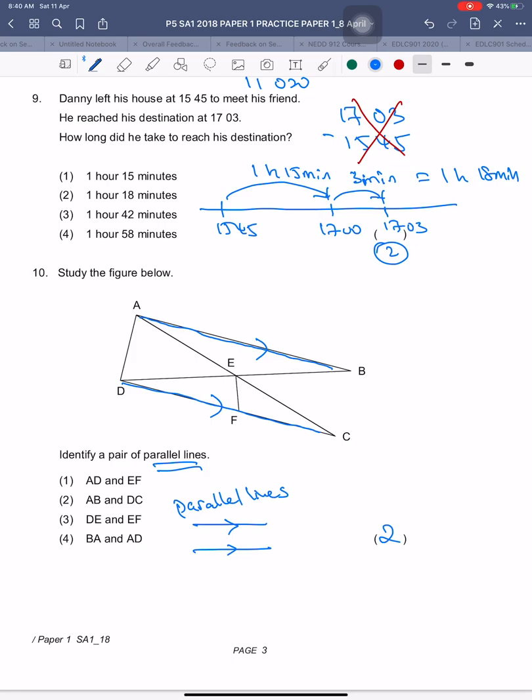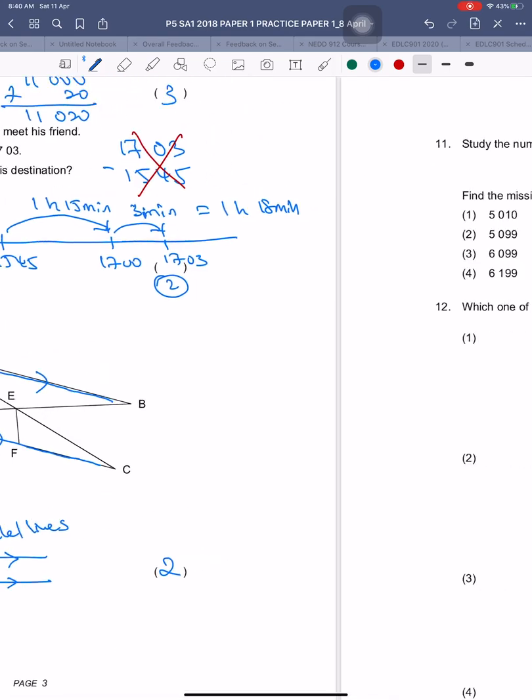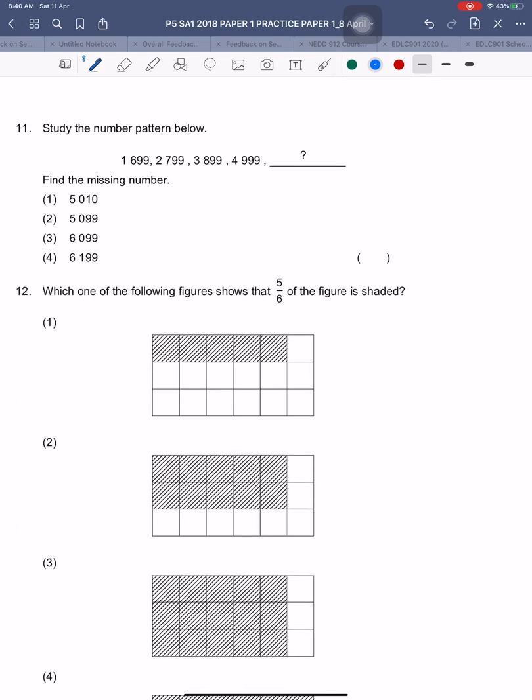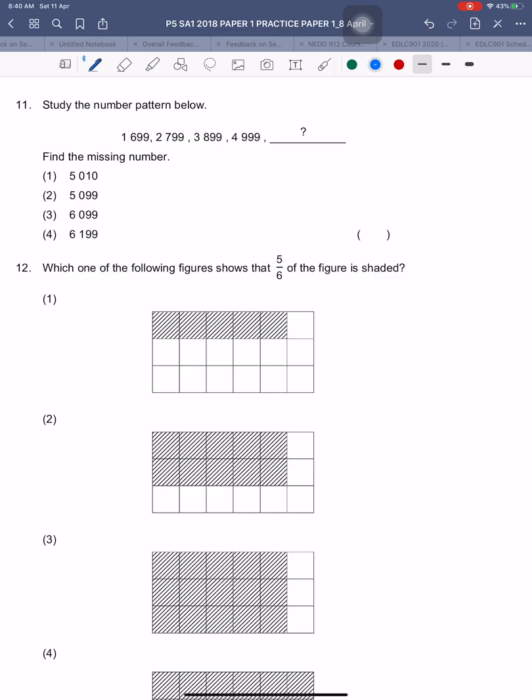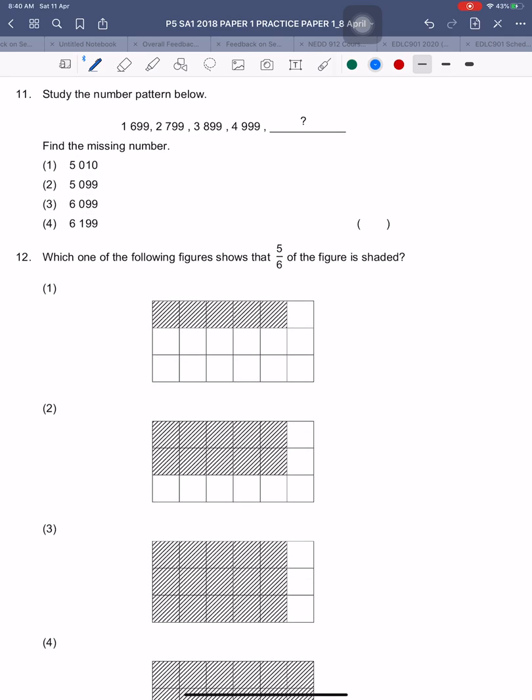Okay, so those who made mistakes, you might want to look at your answer and check whether they are parallel lines or not. You may want to pause the video at this part to relook at questions 8 to 10 to see if you have actually understood how to do these questions. Alright, let's continue to page 4.